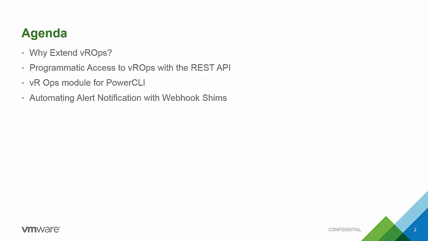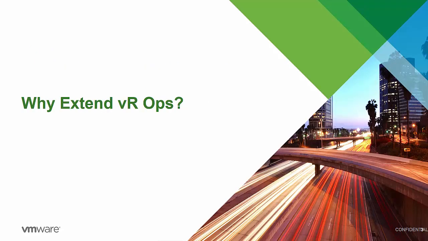And then finally, we'll wrap up with Webhook shims, which are a way to extend alert notifications out to third-party products such as service desk, paging systems, even vRealize Orchestrator. So a lot of good content here today. And as I mentioned, we'll get started with why extending vROps.